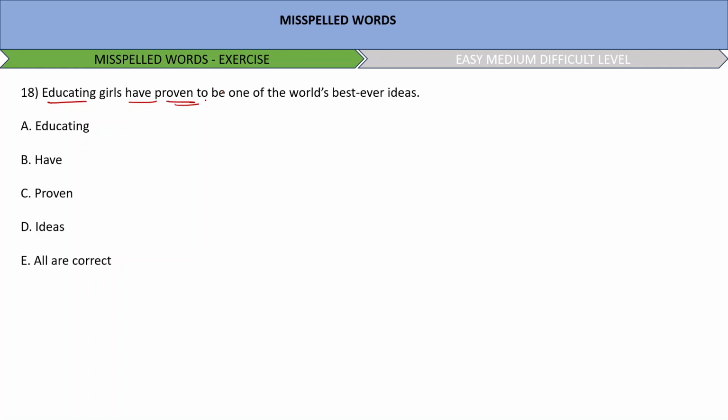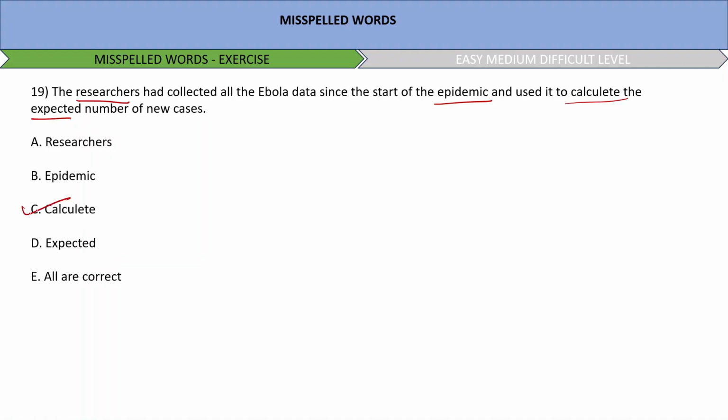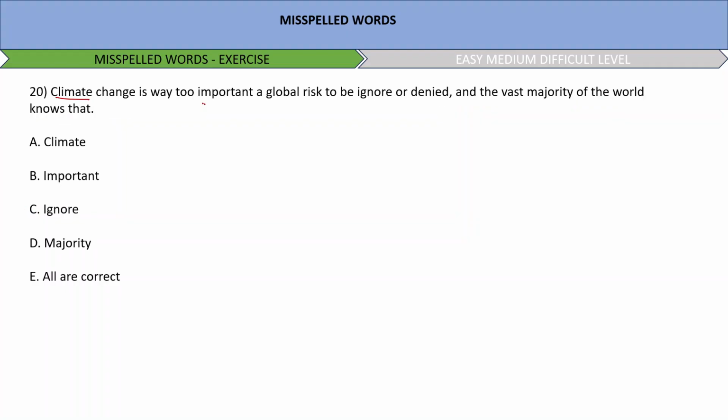Next, the researchers had collected all the Ebola data since the start of the epidemic and used it to calculate the expected number of new cases. So the error here is calculate. Spelling is incorrect. Climate changes is way too important a global risk. Climate change is way too important a global risk to be ignored.